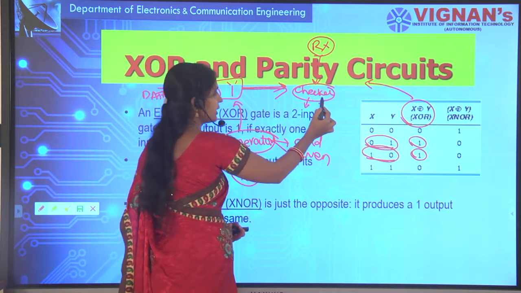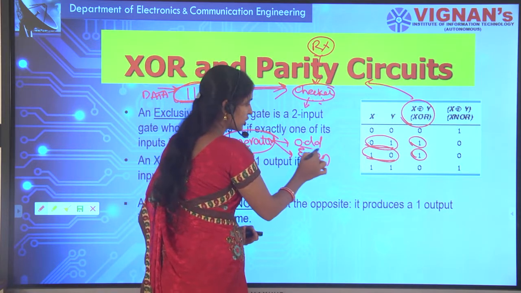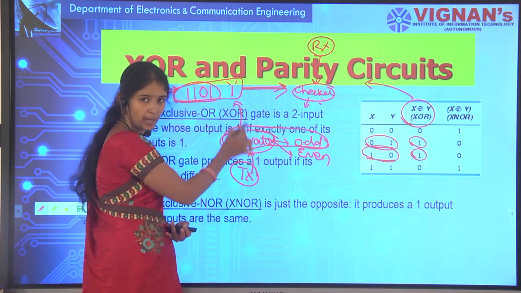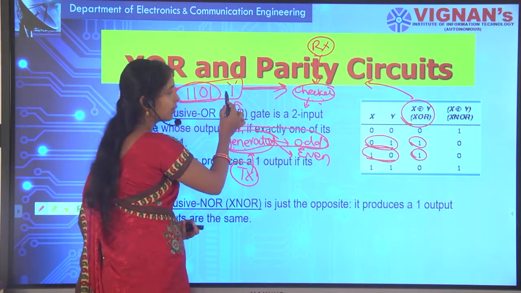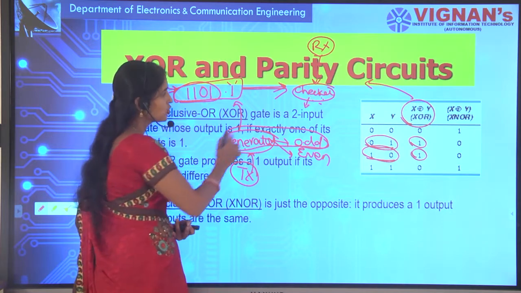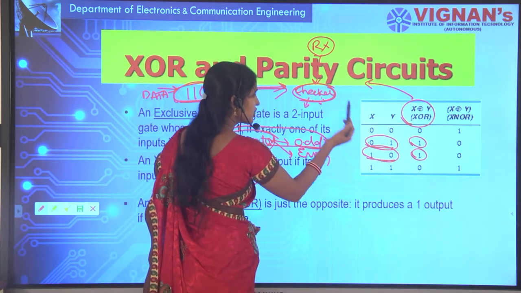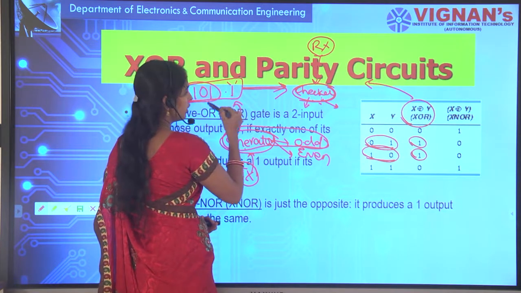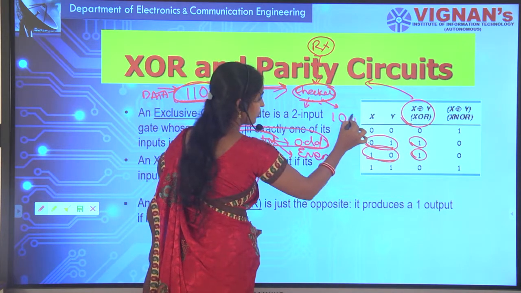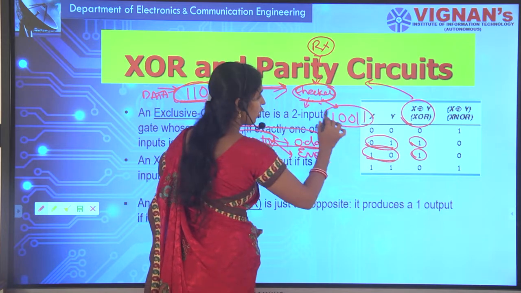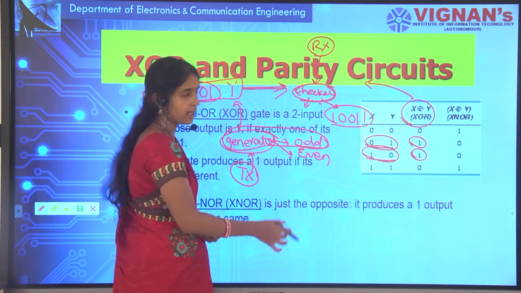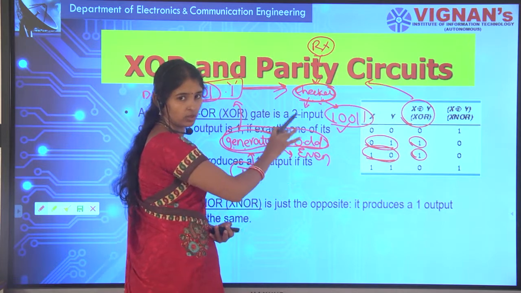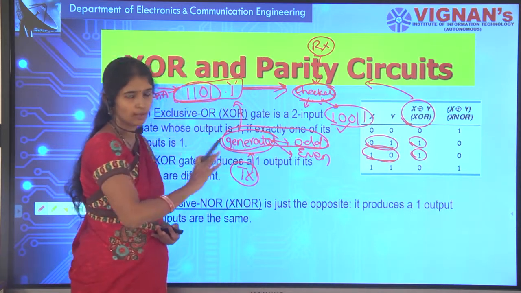So suppose consider here it is an odd parity generator. So an odd number of ones has to be there. So at the receiving end it will check whether the data you have got is having an odd number of ones or not. If it is having an odd number of ones, then the data you have transmitted, you have got correct.